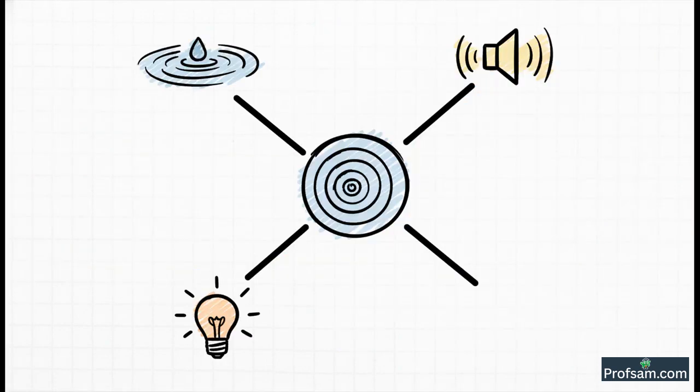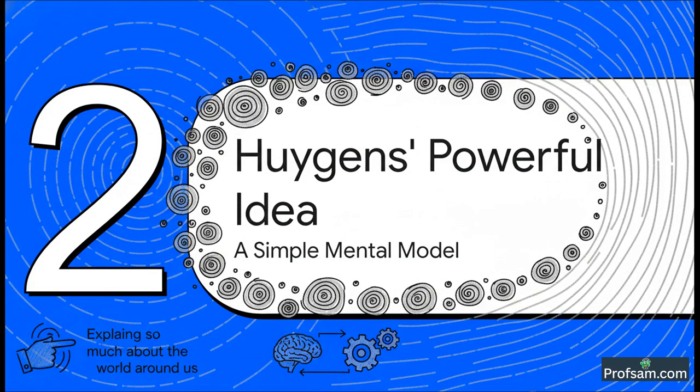Well, the key to this mystery was given by a scientist named Christian Huygens centuries ago. And his idea applies to not just water, but to sound and even light waves, too. It's a truly universal principle. So, what was this powerful idea that explains so much about the world around us? Let's break it down into a very simple model that you can actually picture in your mind.